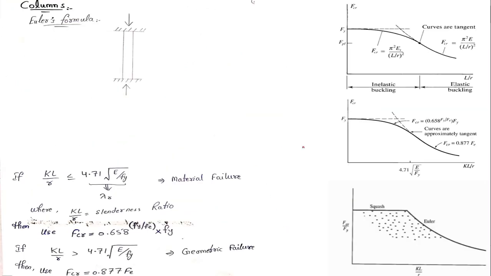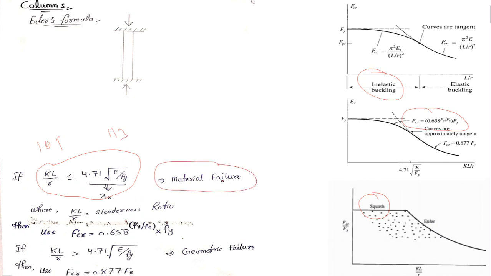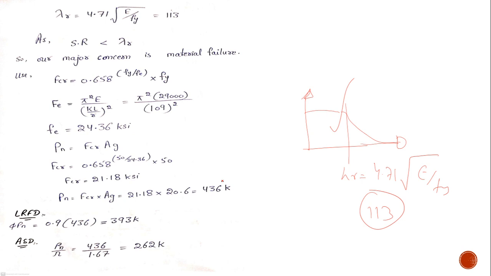So we are here, in elastic buckling. I have to use this formula. I have to use the Squash equation. It means we are here: it's 109 and it's 113, and it's a material failure. So I'll be using this formula. F critical would be this one.